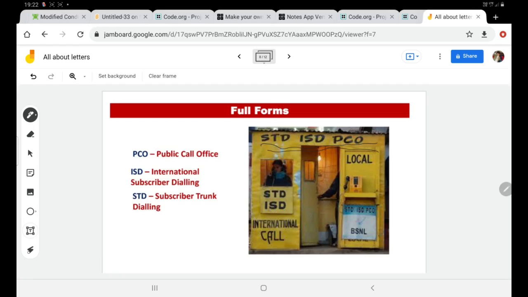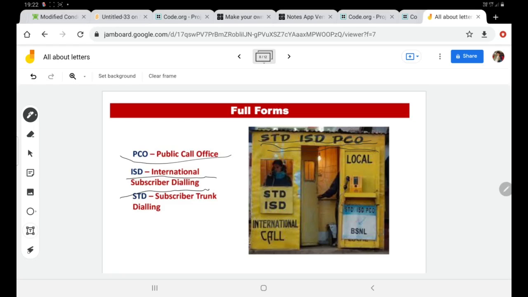So you can find this in the markets and those ways. So now we will learn the full form of these three: STD, ISD, and PCO. PCO means public call office. Public call office means we will call and the other person will receive. And ISD, international subscriber dialing.